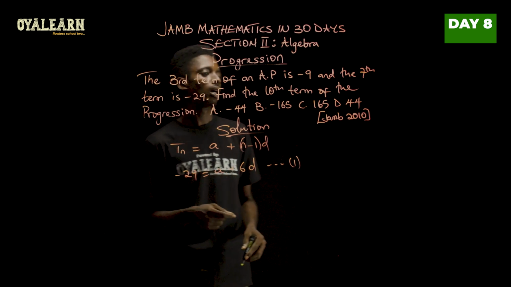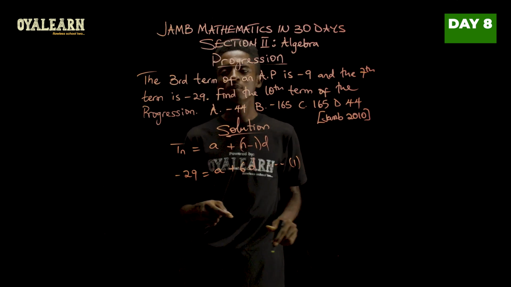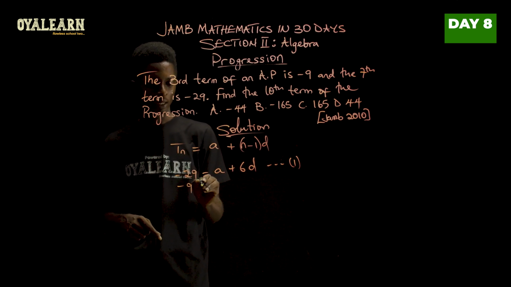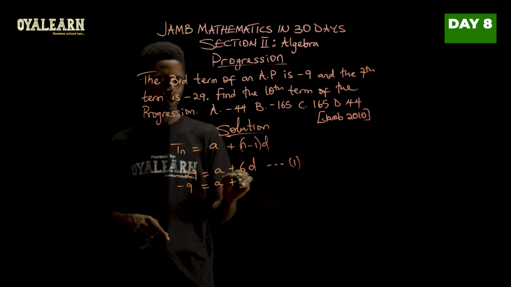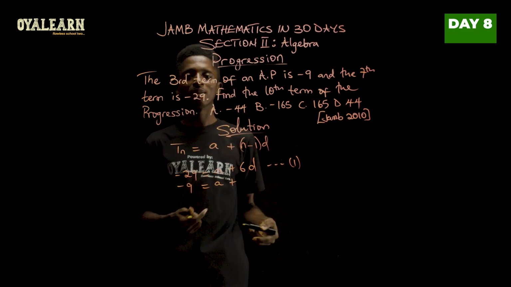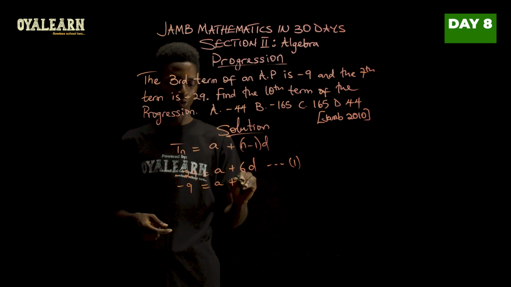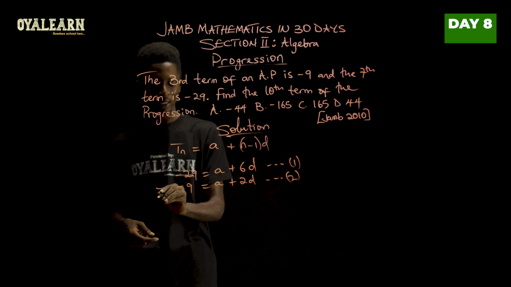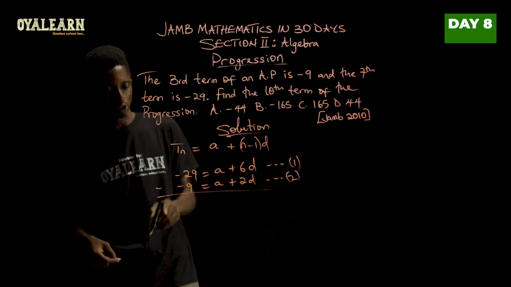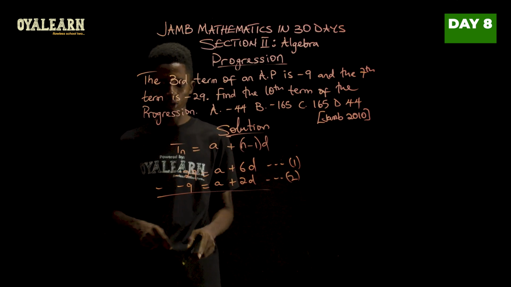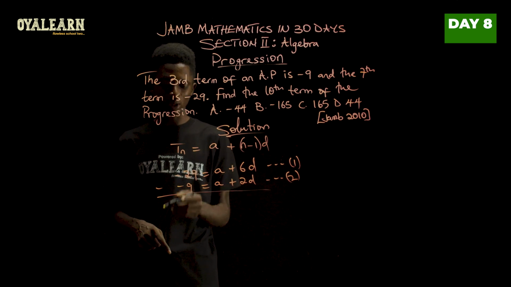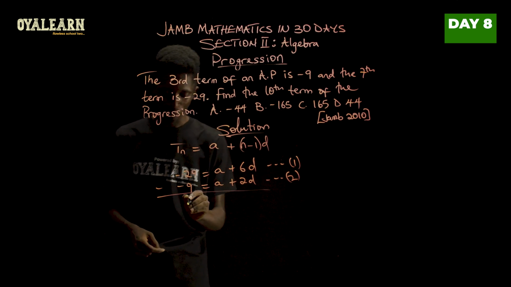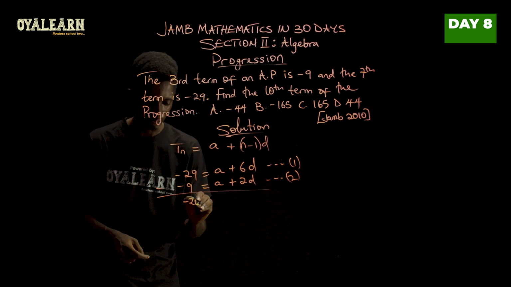And then applying the same thing for the third term, where n will be 3. The third term is negative 9, and this equals A as well plus, now third term means n minus 1, 3 minus 1 to give us 2. So we have 2D. This is equation 2. Now, all we have to do is subtract at this point. When we do the subtraction, minus times minus gives us plus, and negative 29 plus 9 would give us minus 20 in this case.